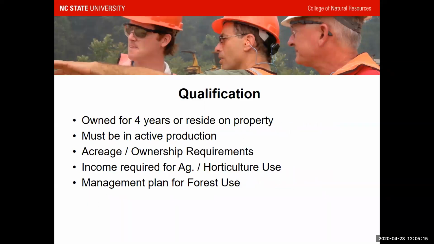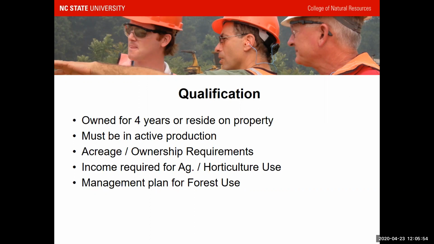So there are some qualification requirements. The biggest one is ownership for 4 years. With the ability in this program to reach back 3 succeeding years, you can see why the 4-year ownership provision came about. But that's waived if you happen to live on the property. So if the property that you're enrolling in the program has a house on it, or you live there, and it could be any kind of house, you can apply immediately. The acres that will be reduced in the program have to be in actual production.